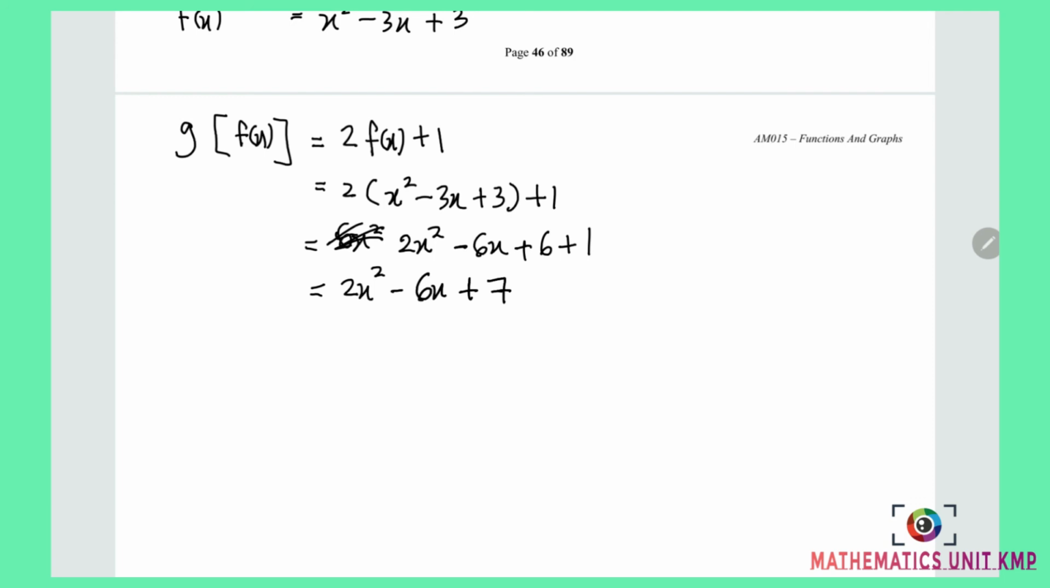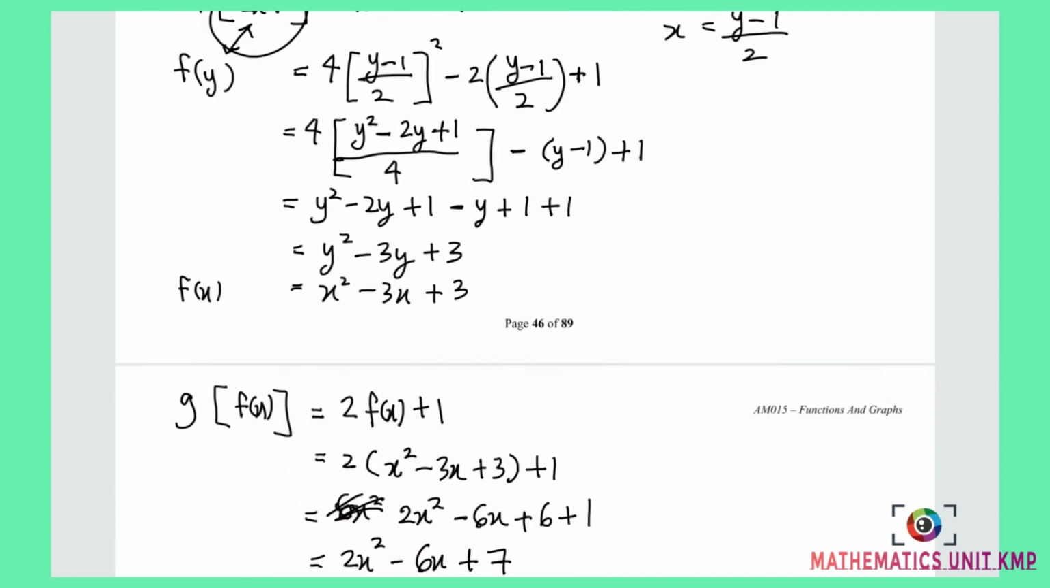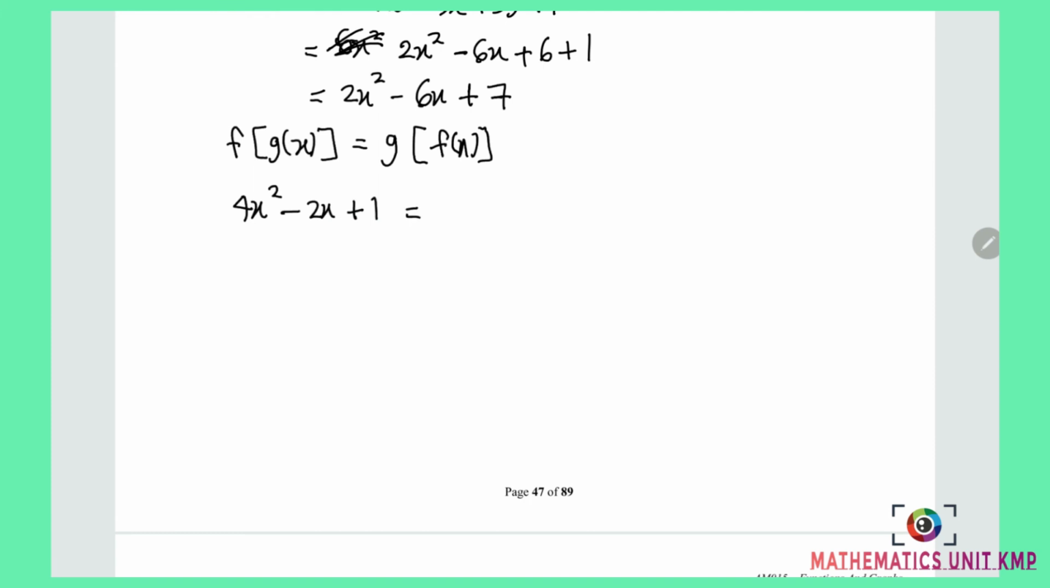Understand? Okay, the next question is find the values of x that satisfy fg(x) equal to gf(x). Here fg(x), bila dia beritahu fg(x) equal to gf(x). Okay, what is fg(x) tadi? fg(x) dia dah bagi 4x squared minus 2x plus 1. Equalkan dengan gf(x). gf(x) yang you cari tadi, 2x squared minus 6x plus 7. Okay, so here equation biasa sahaja, you tinggal cari nilai x. Kumpulkan semua on your left. Make sure dia samakan dengan 0. Faham?